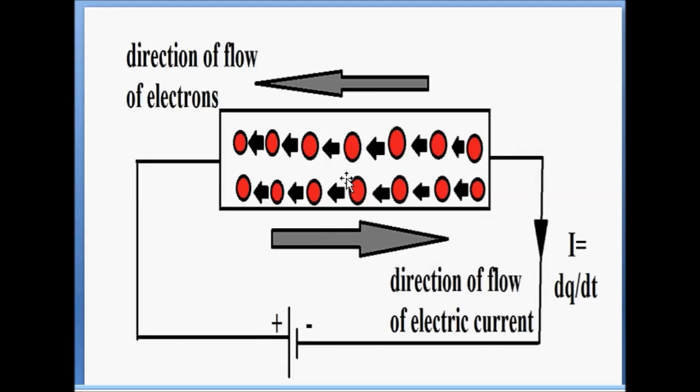Now this movement of charges in opposite directions towards the opposite terminals of the battery causes the flow of electric current. So electric current flows due to migration of electrons. Now the direction of flow of electric current is in the direction of movement of the positive charges, that is opposite to the direction of flow of electrons. So electric current, or conventional electric current, flows opposite to the direction of flow of electrons.